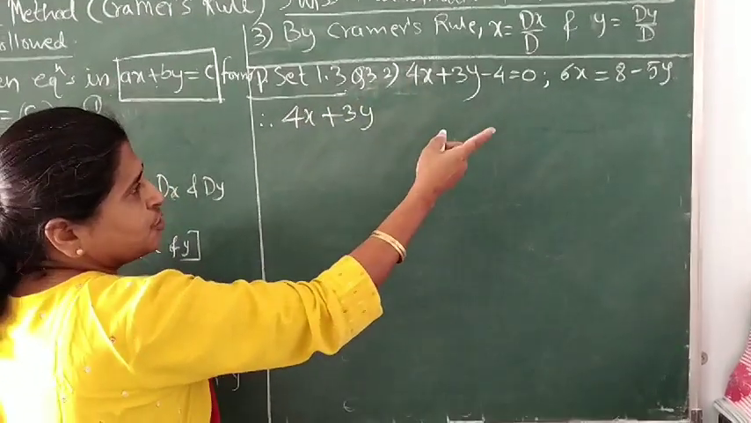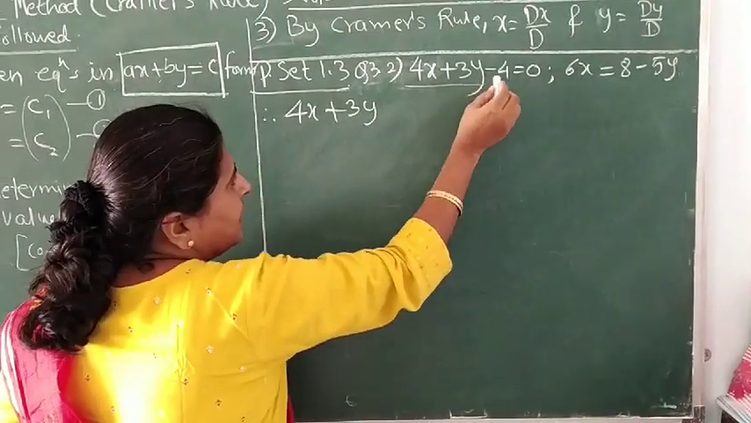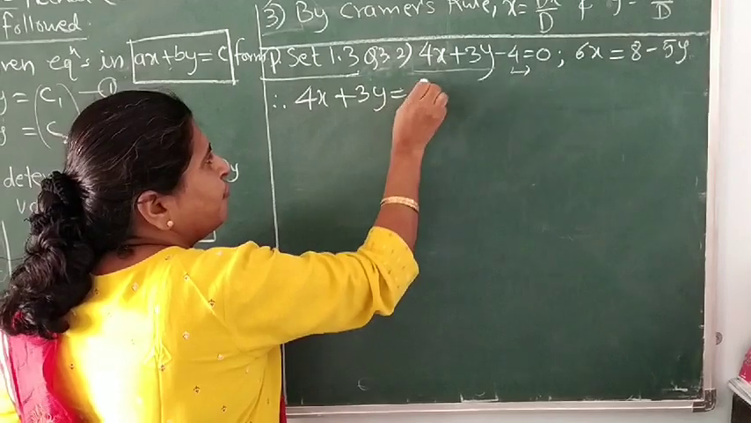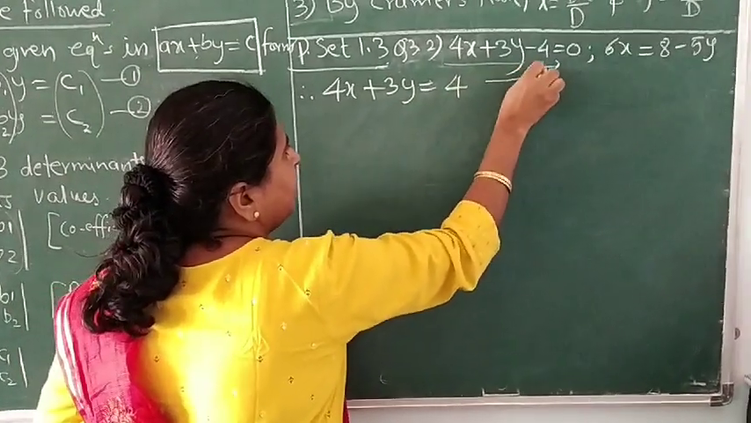C means the constant should go on the other side. So this we have copied as it is. Minus 4 should go on the right side. 0 plus 4 will become 4. So this is our equation number 1.